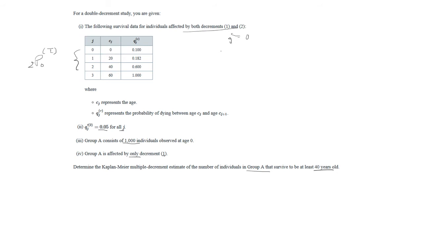We know that QJ tau is 0.1. So that means PJ tau is the complement. So it's a probability of surviving all decrements. It's 0.9. And we know that this is going to be PJ. Alright, okay, J is 0 here, so let's put 0. So P0 prime 1 times P0 prime 2. Well, we know that Q prime 02 is 0.05, so that'll make this 0.95.